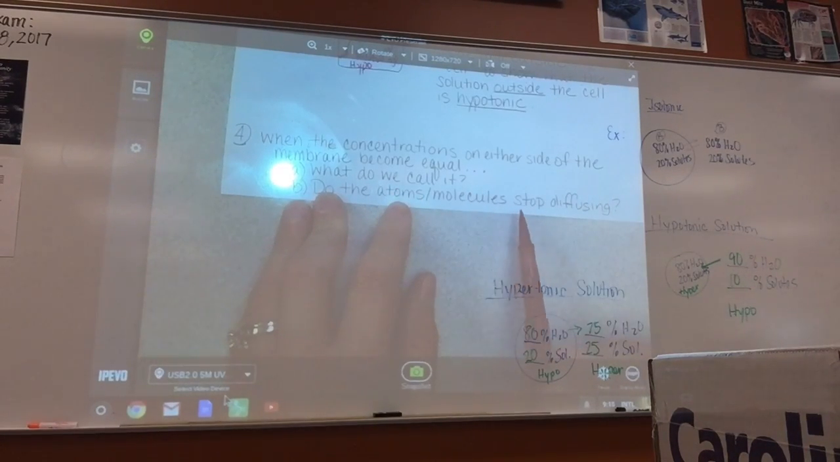And do the atoms and molecules stop diffusing? Absolutely not. So they just diffuse at equal rates. So the concentration.